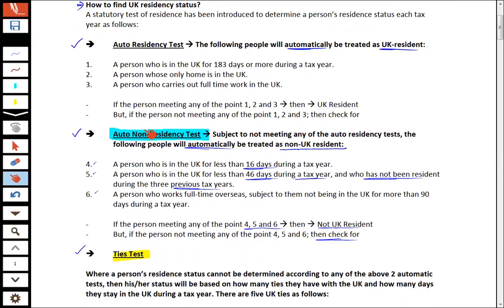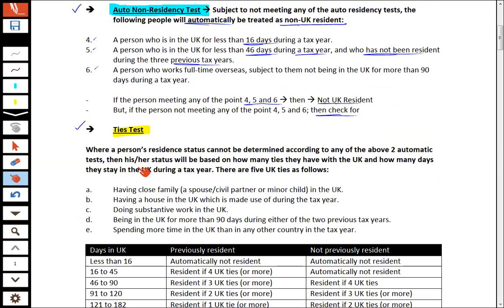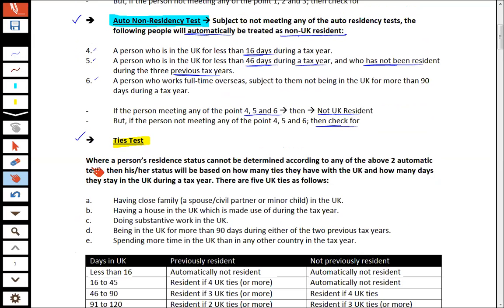Now, learn the sequence. First of all, we need to check the auto residency test. If meeting, then the person is a UK resident. If not meeting the auto residency test, then check the auto non-residency test. If meeting the non-residency test, the person will be non-resident. But if not meeting any of the fourth, fifth, or sixth point, then check for the ties test. Now, let's start the discussion of the ties test, where a person's residence status cannot be determined according to either of the two automatic tests, meaning auto residency and auto non-residency.